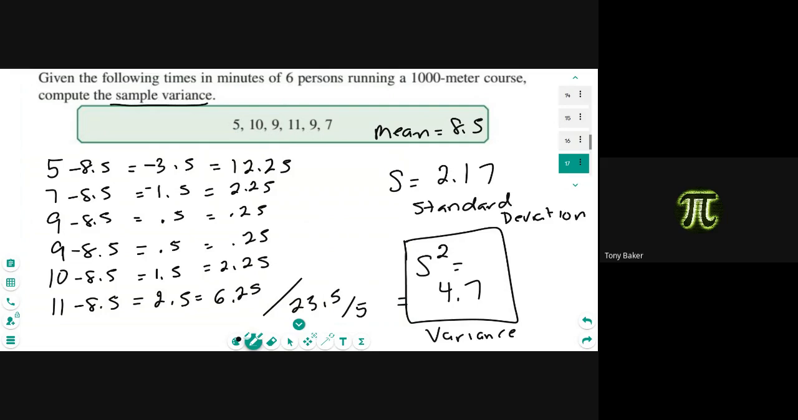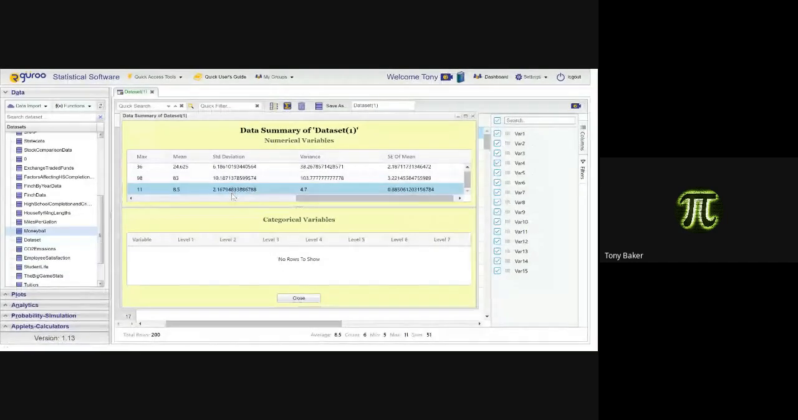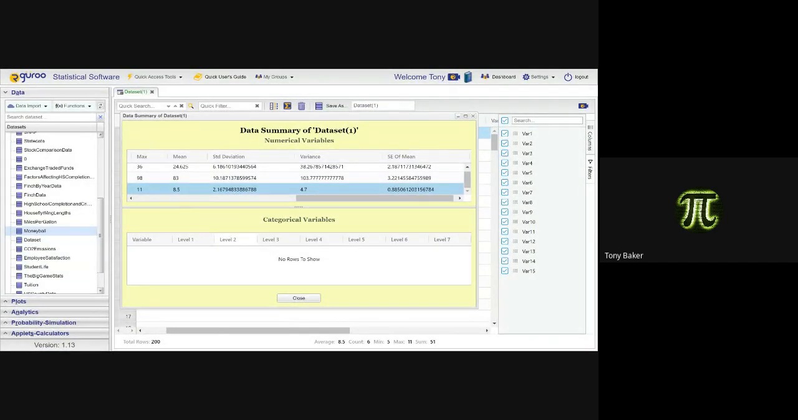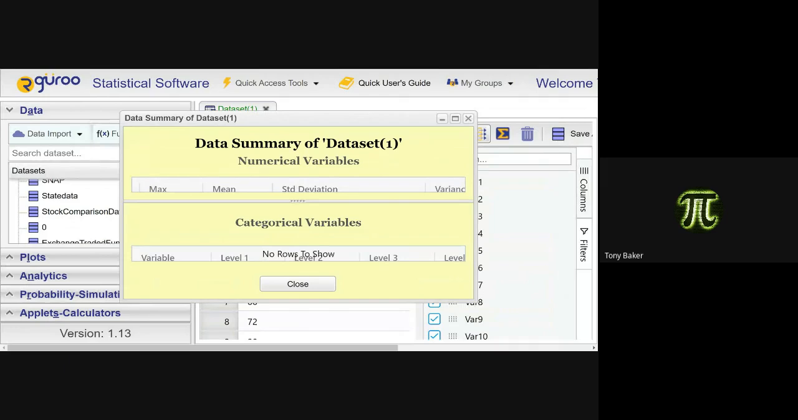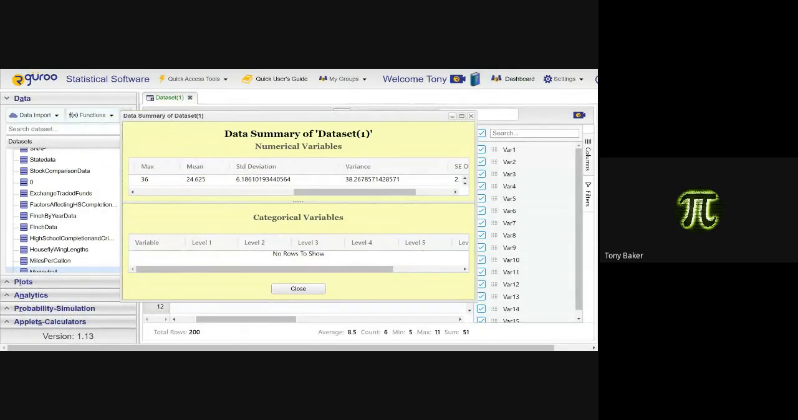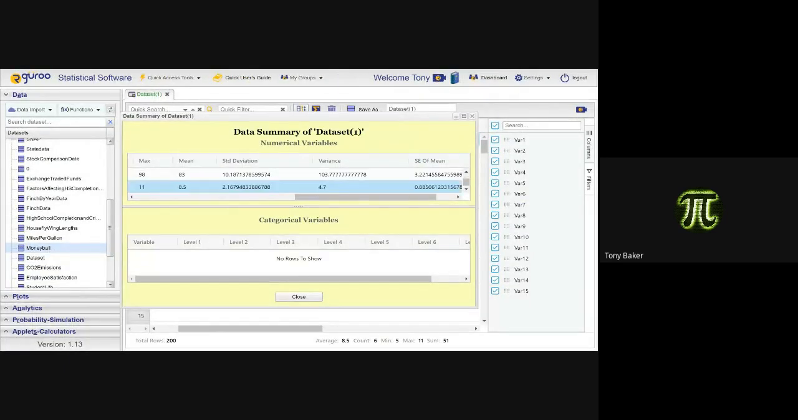So now if we go back and look at this, you'll see, oh, too big. Right there, my standard deviation is 2.16, my variance is 4.7. Okay? That's how you're going to do it.